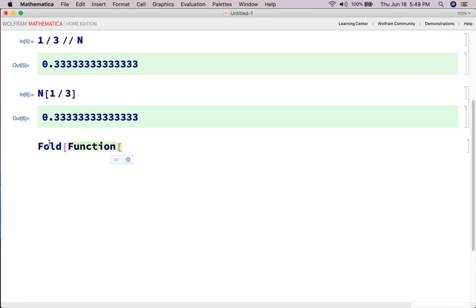So this must be a function of 2 variables, by the way. Not 1 variable, not 3, not 4. It must be a function of 2 variables. So my first variable, you can use any letters you want, A and B or C and D or X and Y, whatever you want. But in this case, I would like to use the word accumulator.